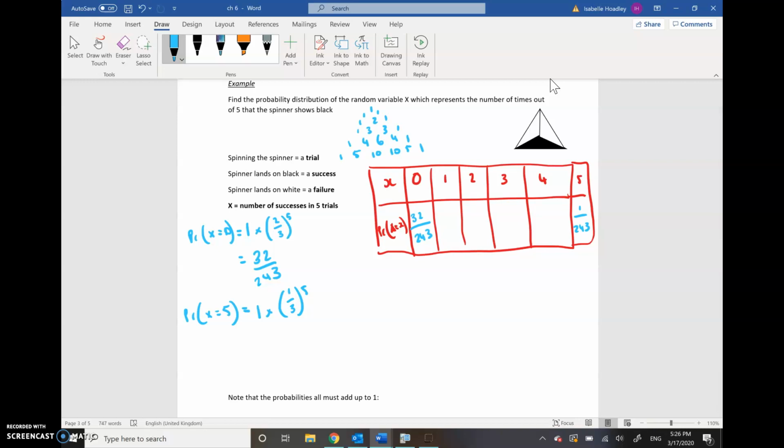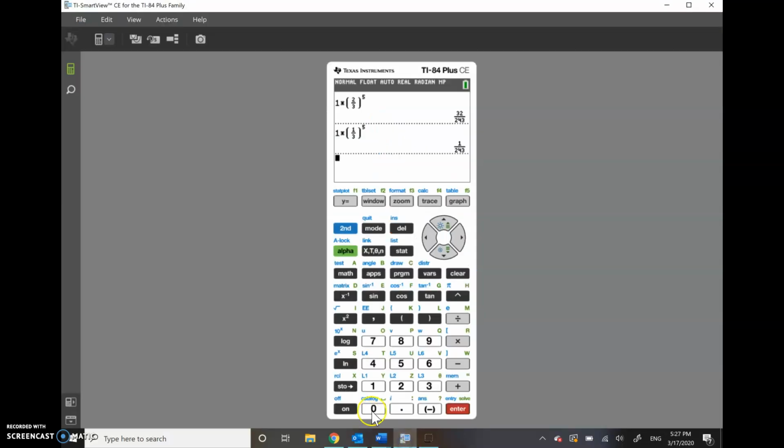The next one's going to be the probability where x equals 1. So that's going to be 5 times 2/3 to the power of 4, because we're expecting that to happen 4 times, and 1/3 to the power of 1, because we're expecting that to happen once. What I'm going to do is I'm just going to pause this. I want you to fill out the rest of the table, and then you can check your answers when you're done.